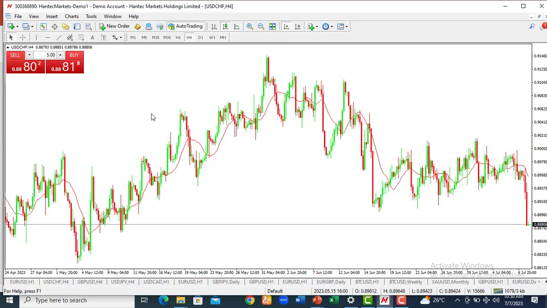Now, there are two types of trendline. Remember, it's called a trendline, not a range line. So you only use a trendline in a trending market, not a ranging market, not even a sideways market, whether it is an uptrending or downtrending market.